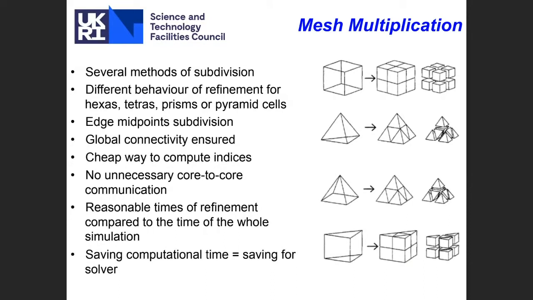So the other technique is called mesh multiplication. The idea is to have several subdivisions of each individual element. In what's shown here, it works for hexa, tetra, pyramids, and prisms. But another addition has been made to the code for polyhedral cells as well. And this, as I said before, allows to magnify the size of the domain.